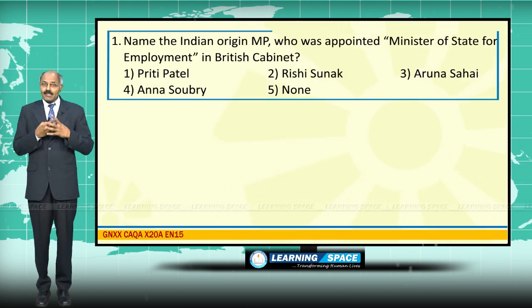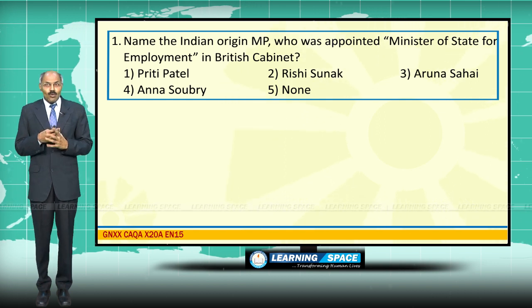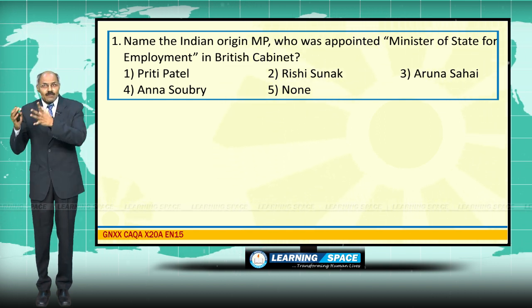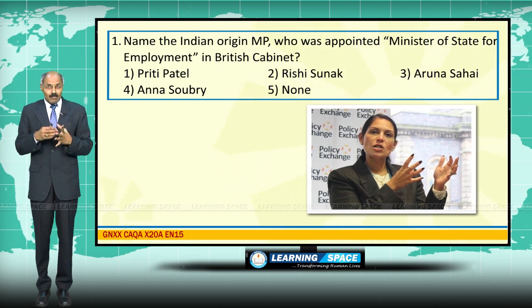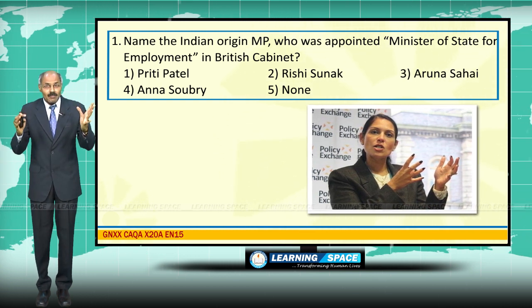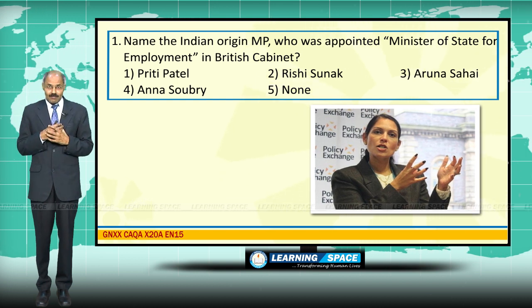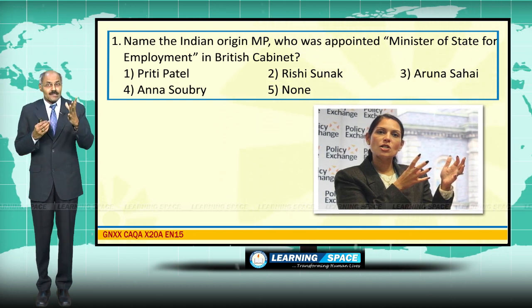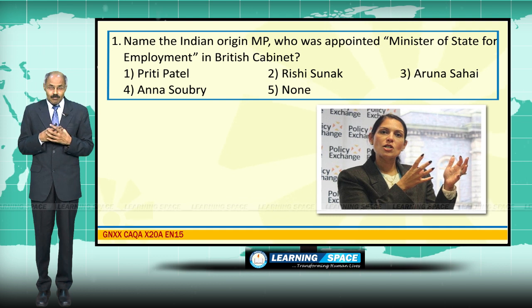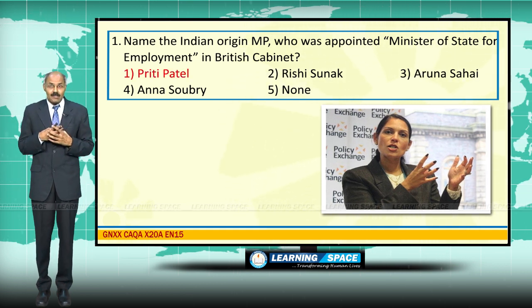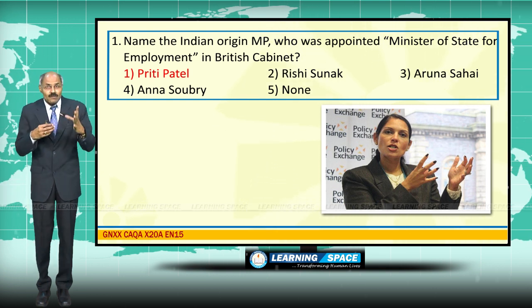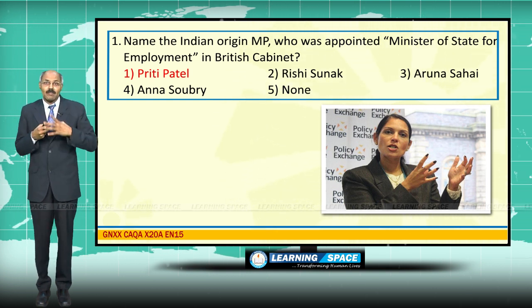Name the Indian origin MP who was appointed Minister of State for Employment in British Cabinet. She is a Gujarati origin, Preeti Patel. Gujarati origin Preeti Patel was appointed as Minister of State for Employment in British Cabinet.